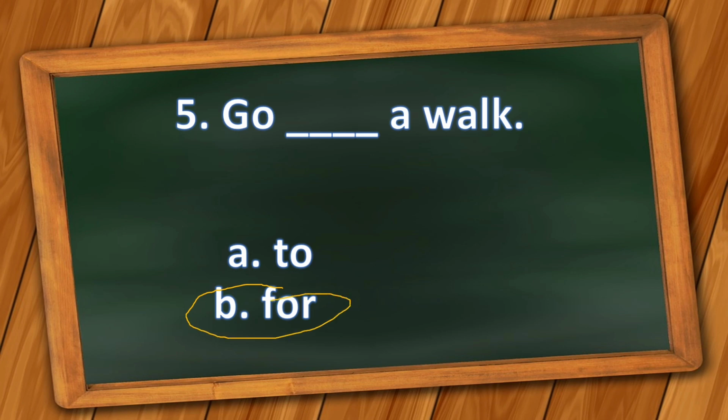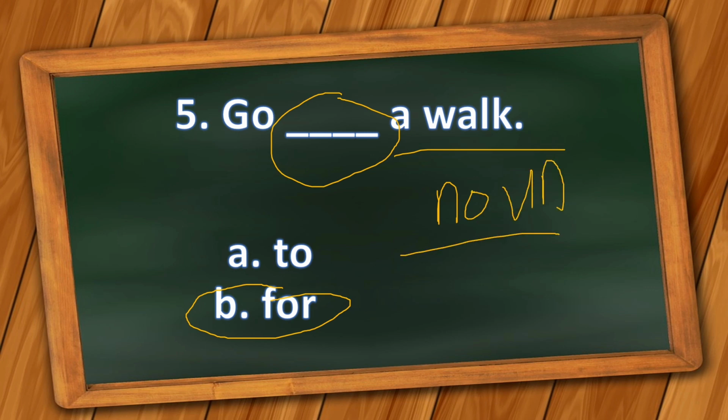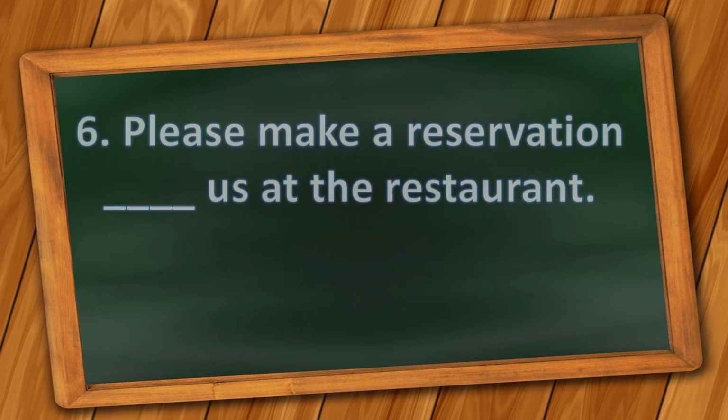Kapag ang susunod na salita after ng ating pagpipilian ay noun, kasi ang walk ay isang pangalan or noun, hindi siya nagpa-function dito bilang isang verb, walk. Ang gagamitin natin dito ay ang salitang for. Okay? Ulitin ko, pag noun ang susunod, ang gagamitin ay for. Okay? For a walk.